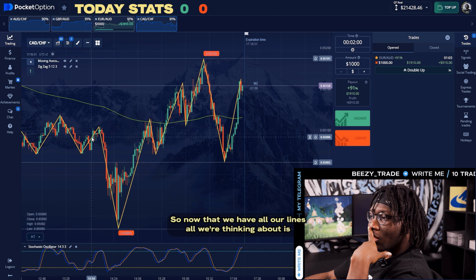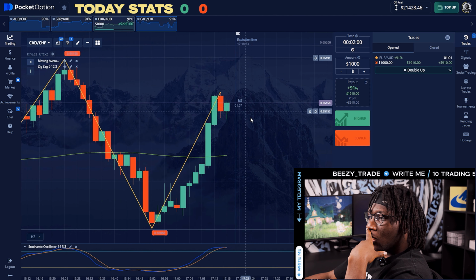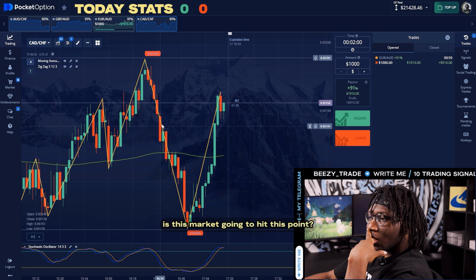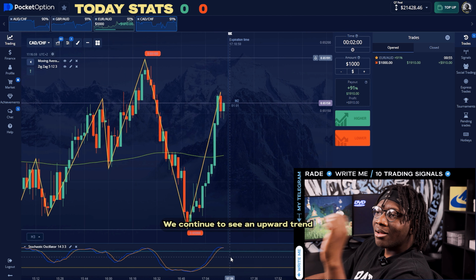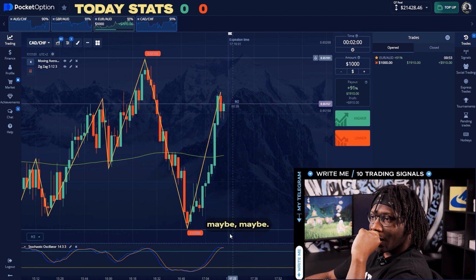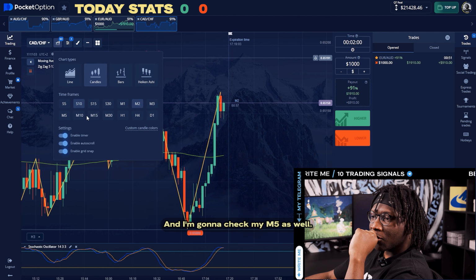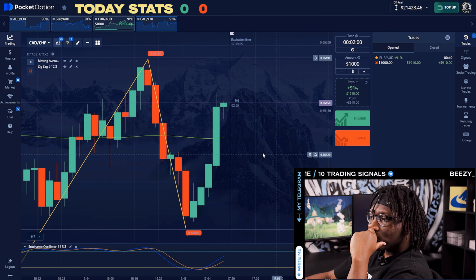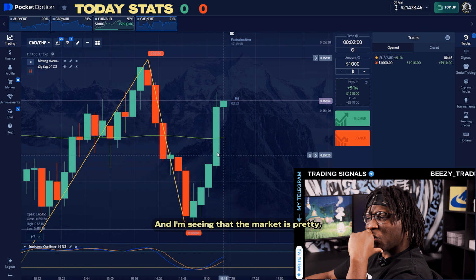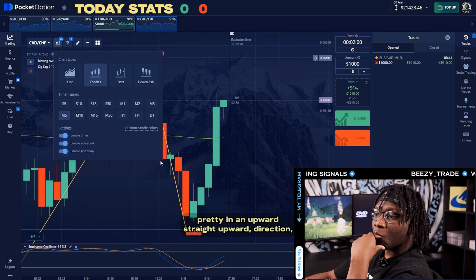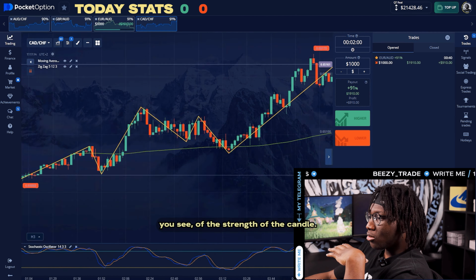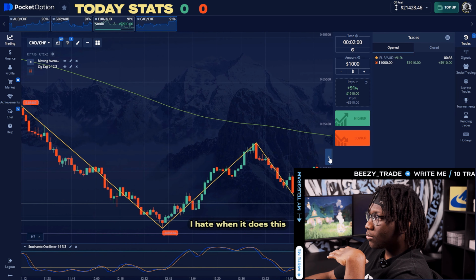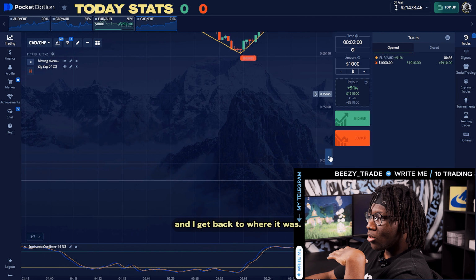So now that we have all our lines, what we're thinking about is, is this market gonna hit this point? Do we continue to see an upward trend? Maybe. And I'm gonna check my M5 as well, and I'm seeing that the market is pretty much in an upward direction. You see, off the strength of the candle, I hate when it does this. Can I get back to where it was?